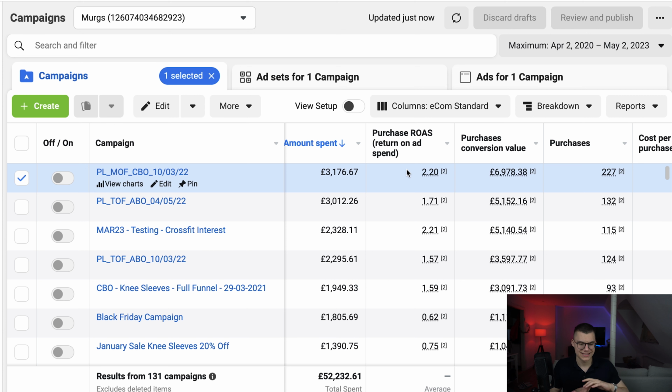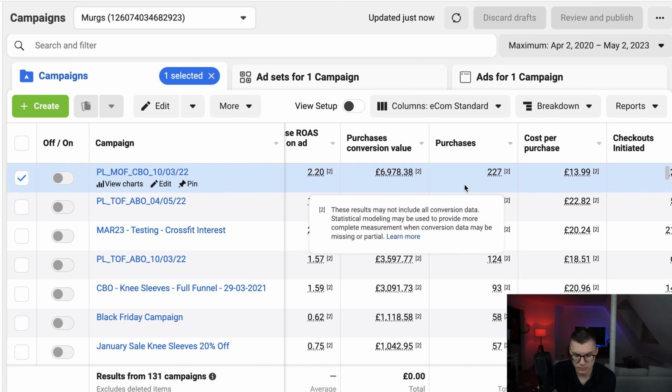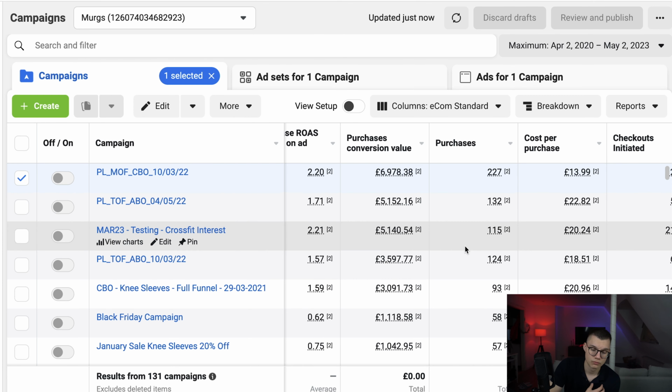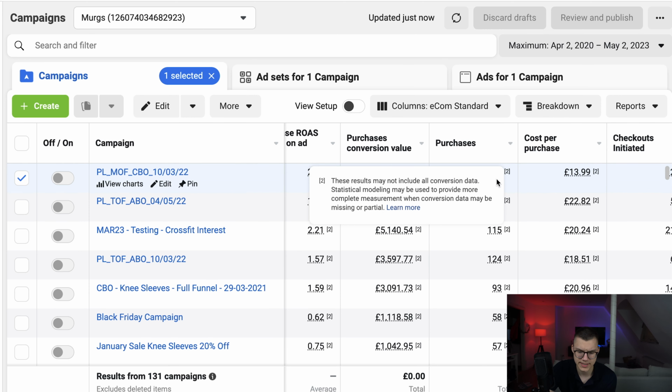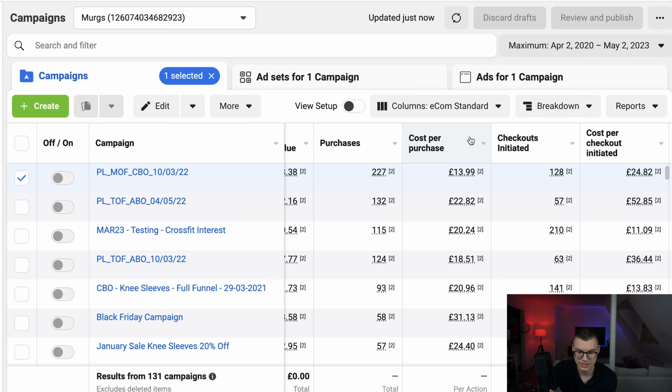I would argue that CPA is a better number to look at, but ROAS is simply what am I spending, what am I getting out of it, without anything on top of it. So I like looking at this number first. Then we have purchase conversion value, what was the conversion value of those purchases. Then we have purchases, which would be 227 in this case. Then we have how much we are paying for a purchase, which is CPA, cost per action, or cost per purchase. I like to look at this number because it's exactly telling me how much I am paying for a purchase. If my goal would be $15, for example, and I'm at $13.99, I'm good.